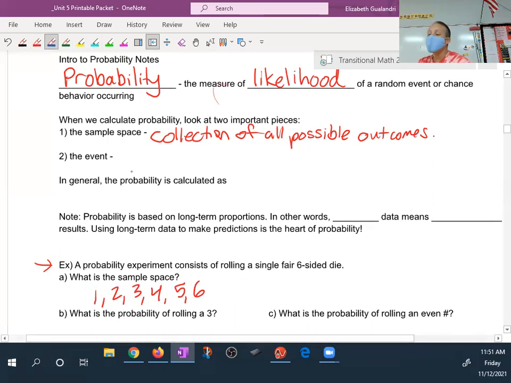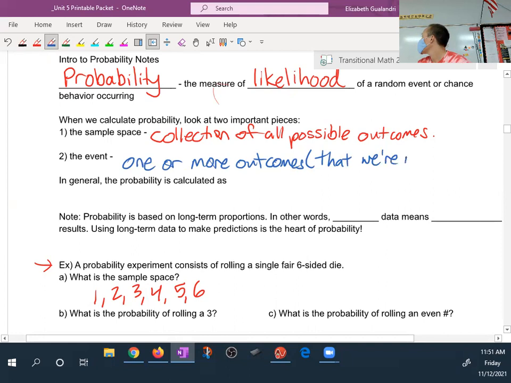The event in this case is 1 or more of those outcomes, and I'm going to put in parentheses that we're interested in. Because some people are like, well, what do I choose? Well, if I say what's the probability of getting a 1, then the only outcome that I'm interested in is the 1. And so that's where that comes from. So 1 or more of those outcomes is the event.